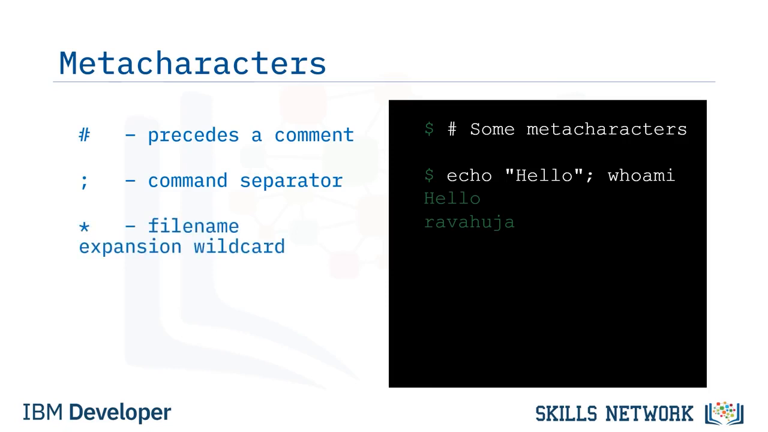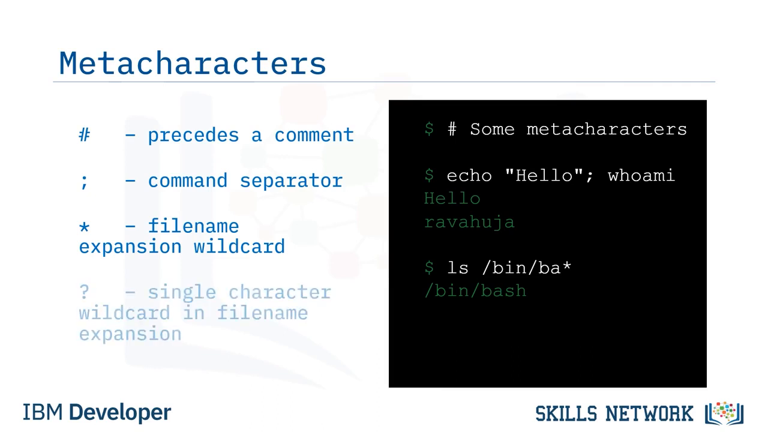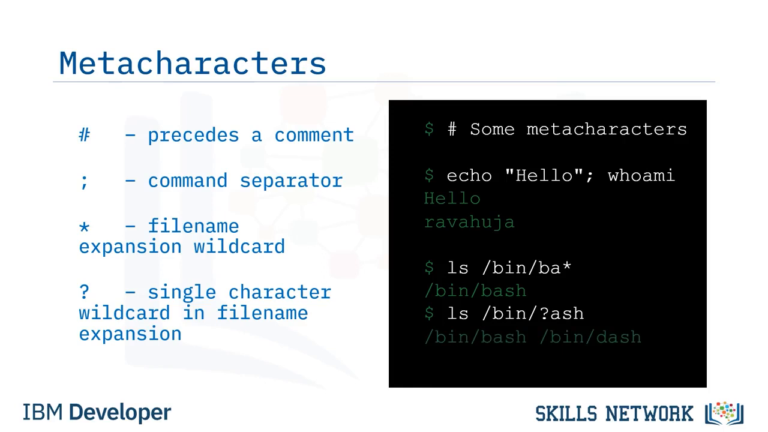The asterisk is used to represent any number of consecutive characters within a file name pattern. For example, this expression returns all objects in the /bin directory with name starting with BA and followed by any characters, which in this case is bash. And the question mark acts as a single character version of the asterisk metacharacter. For example, this expression lists all objects in the /bin directory having a single character in place of the question mark, namely the bash and dash paths.